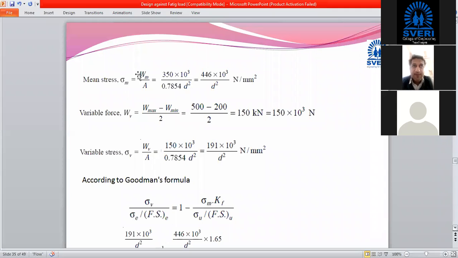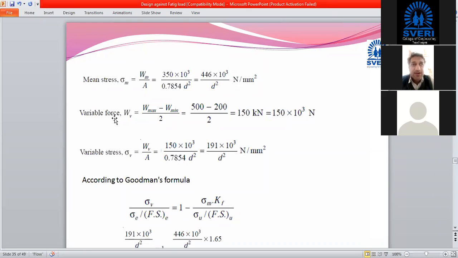Hence, our calculations are related to the stress. Now, the mean load we have calculated, we have to calculate the mean stress. So, mean load divided by the area which is undergoing the stress. The mean load is calculated in terms of d square. That is 350 into 10 raised to 3 divided by 0.7854 d square, which we get as 446 into 10 raised to 3 divided by d square Newton per millimeter square.